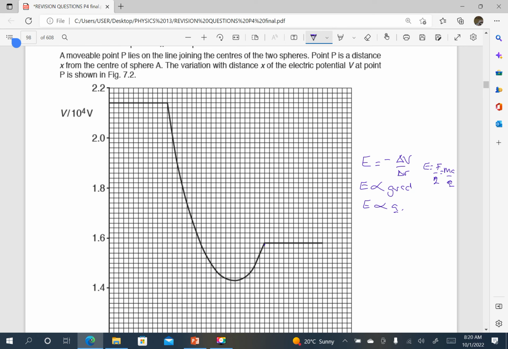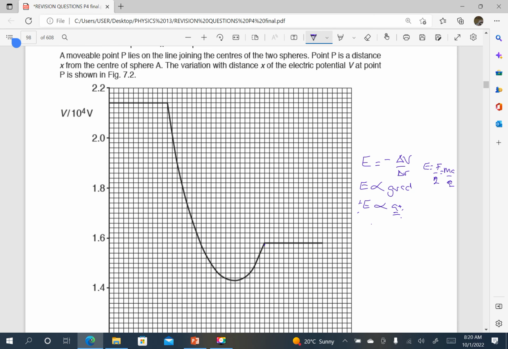If there is an acceleration, then the velocity is increasing or the speed is increasing. If E is positive, a is also positive. So this means an increase in speed. If E is negative, a is negative, which means a decrease in speed.